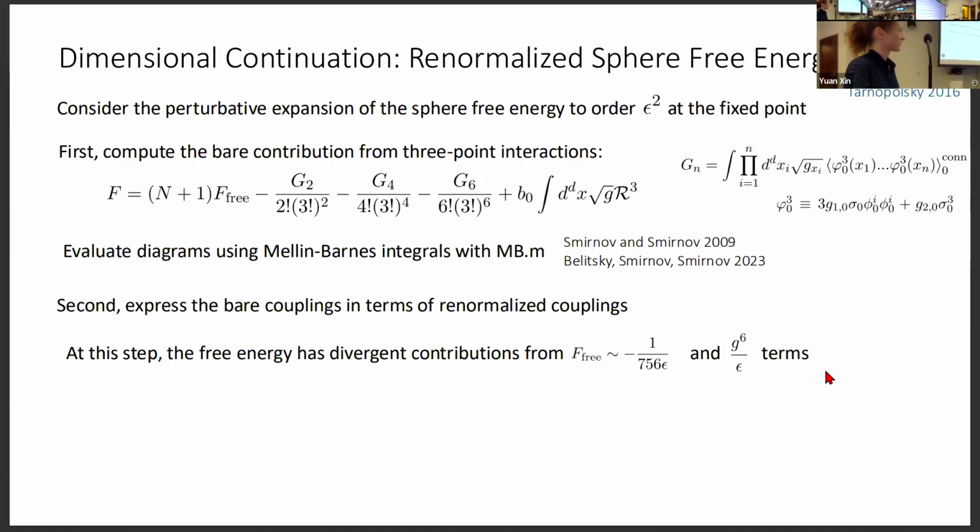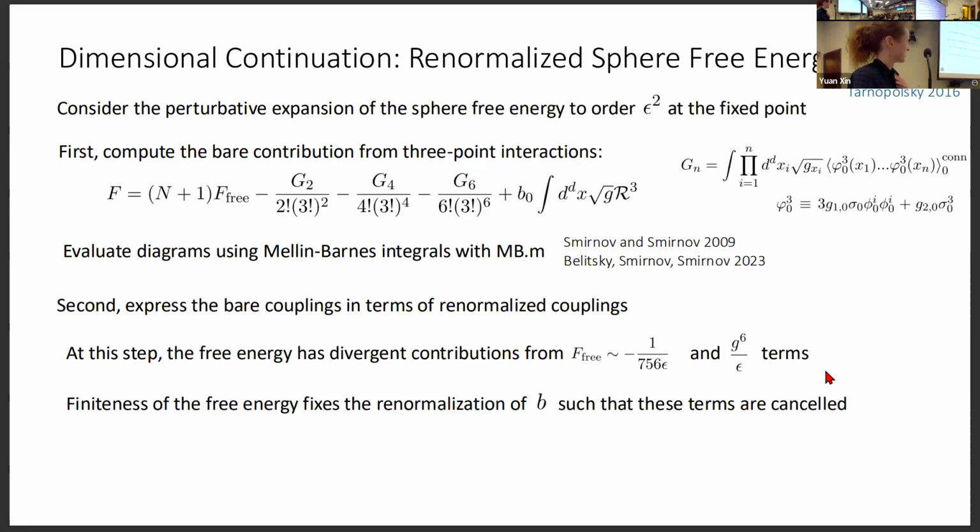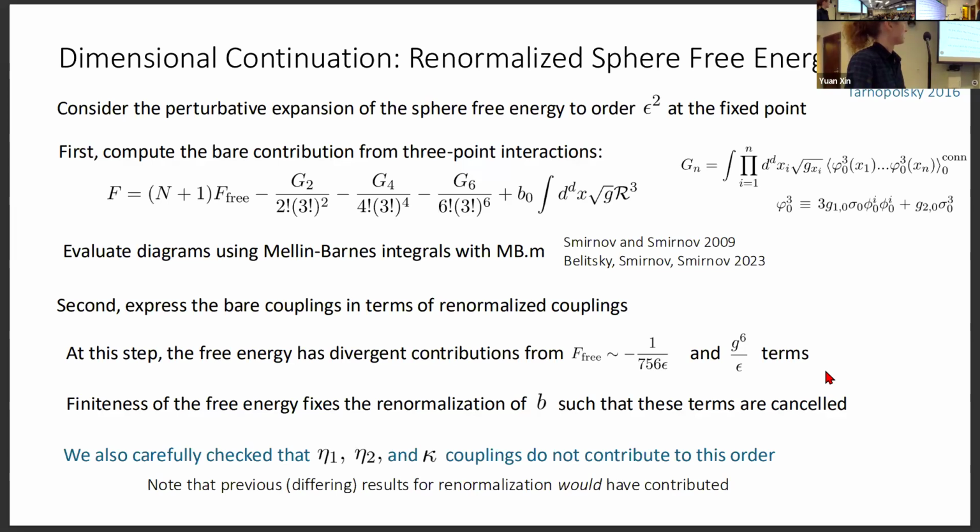There's one divergent contribution from just the regular divergence of the free energy from the free theory. And then there's also this divergence at order G^6 over epsilon. So G is going to be order square root epsilon at the fixed point, so this thing will contribute at order epsilon squared. And to renormalize it at this order, we can use this curvature counterterm B. So this fixes the renormalization of B at this order, and we use that to compute the sphere free energy.